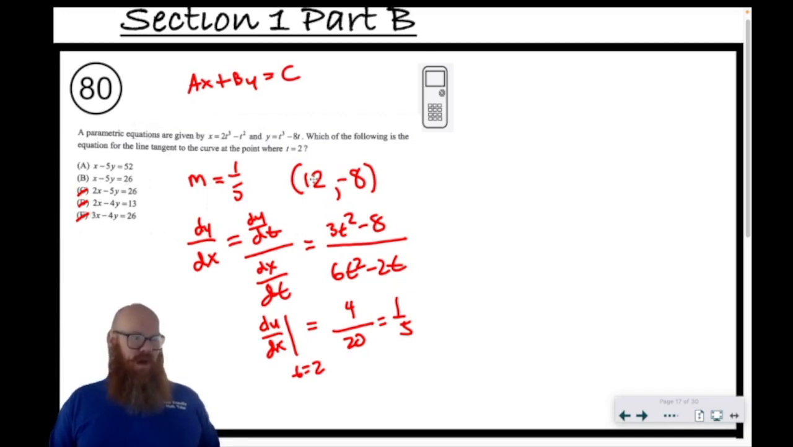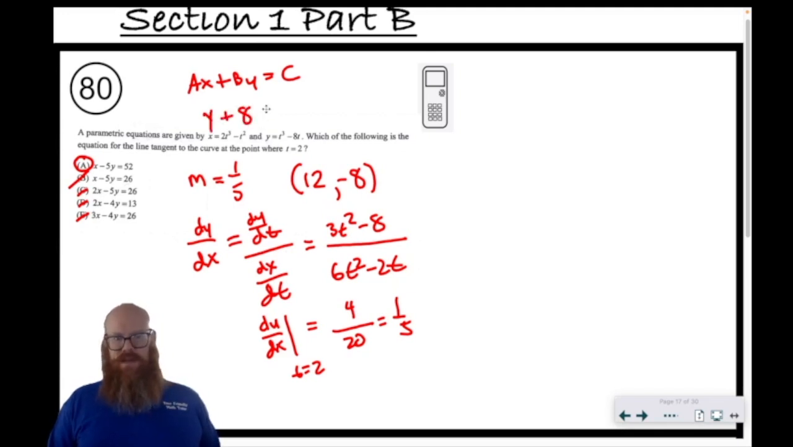And then I'll just plug in 12 and -8 into just one of them. So 12 minus 5 times -8, does that work? Yeah, it does. 12 plus, oh yeah, my bad. 12 plus 40 is 52, so that works. You don't get 26.